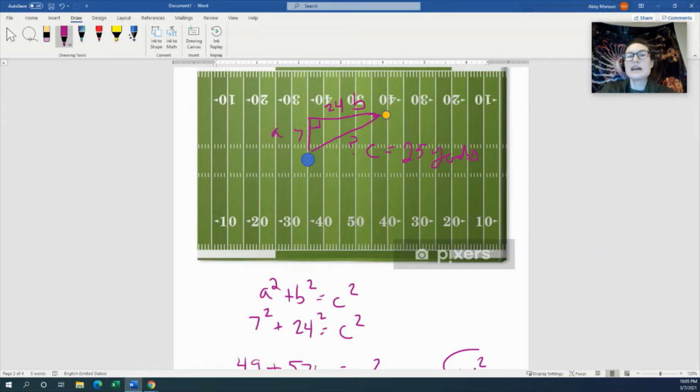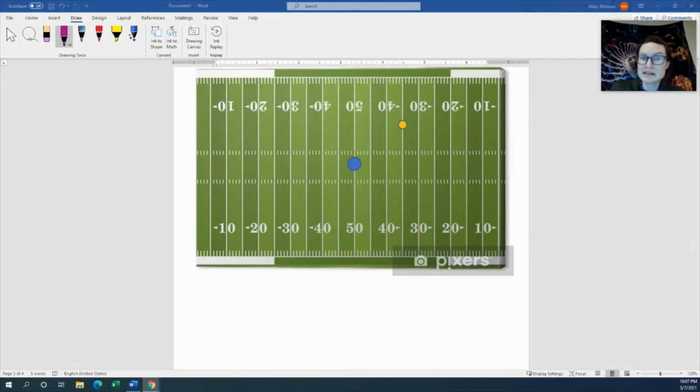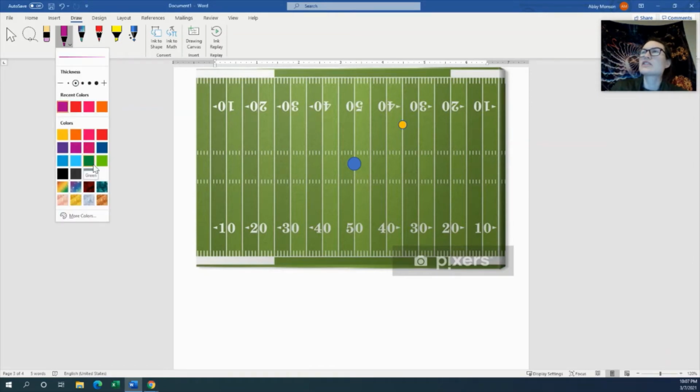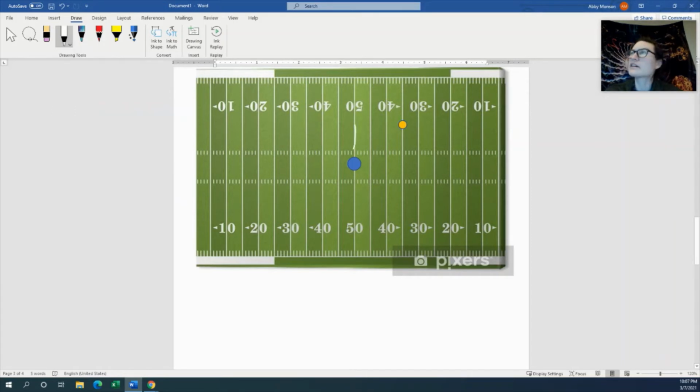Okay, so that is one application of the theorem. Now, in this example, we're going to determine how far the receiver has to run to catch the ball. I'm going to change my color to white, I think it will be the easiest to see. So to begin, let's say that from here to here, the quarterback and the receiver are about 8 yards apart. And at the beginning of the play, the receiver runs straight down the field here.